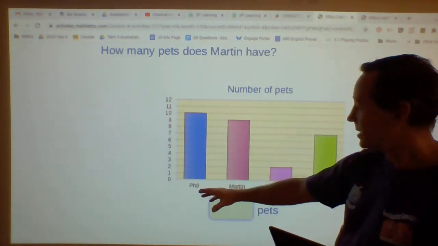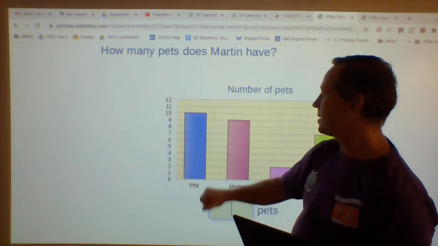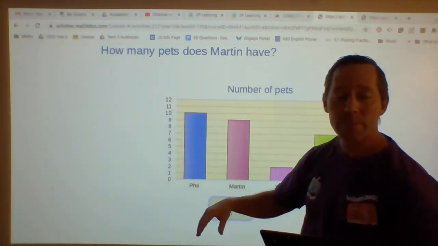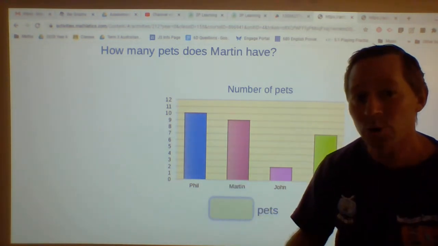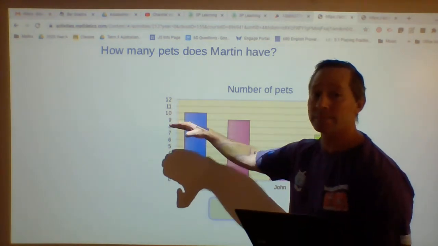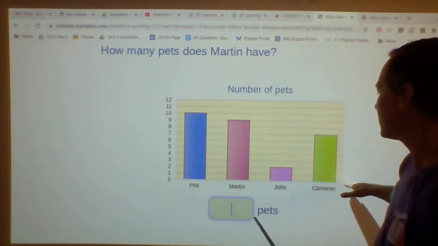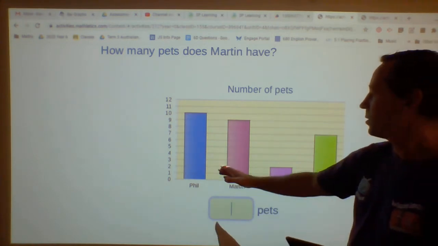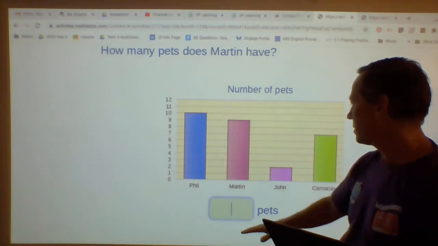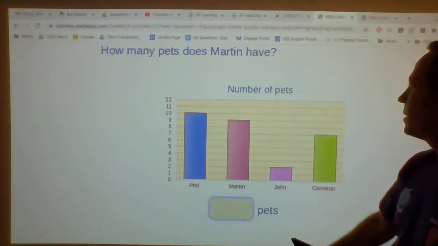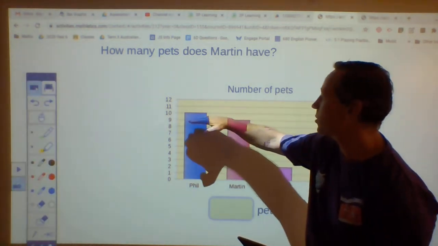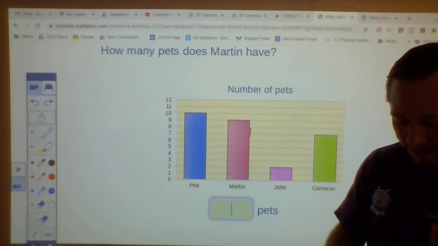They each tell us some information. The y-axis tells us the number of pets, 1, 2, 3, 4. Okay, they're going up in ones, or a fancy word is increments. Increments is how many they're going up in. The x-axis tells us who these people are, so we have the names: Phil, Martin, John, Cameron. The question is, how many pets does Martin have? So I find Martin. If I go across here, I can see he has 9. I'll enter 9.